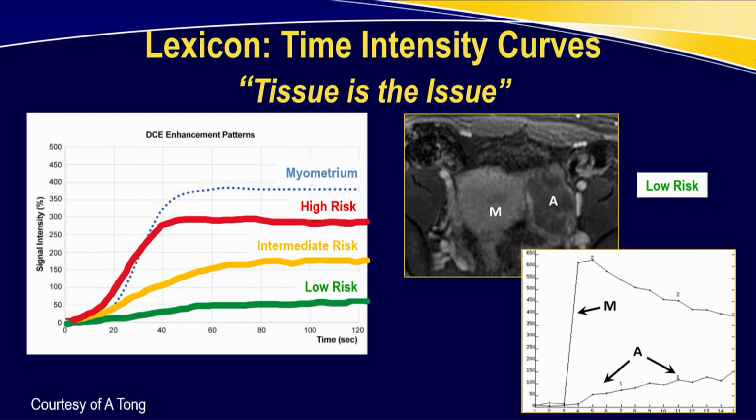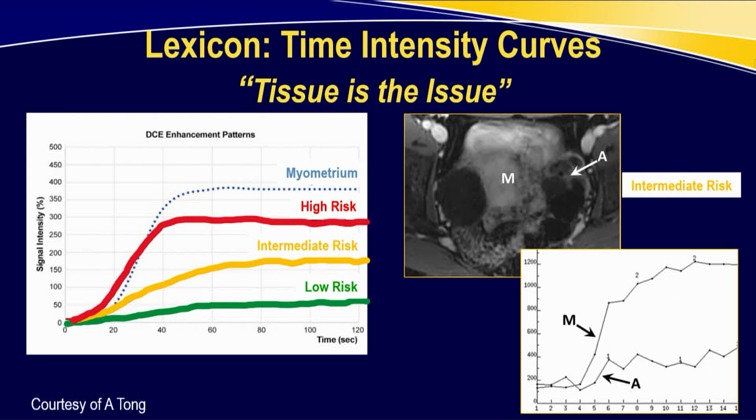interest on the myometrium. And if it's a low risk time intensity curve, there's just a barely minimal increase of contrast over time. That's low risk. If, however, there's a little bit more of a steeper curve and then it kind of plateaus off, but the slope of the curve is less than the myometrium, that's considered an intermediate risk curve.